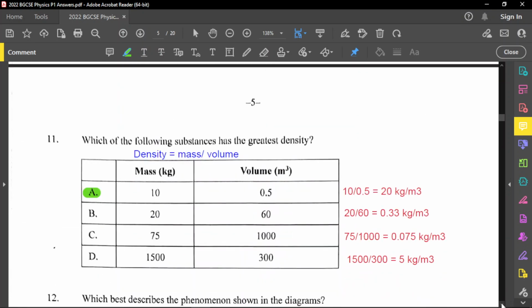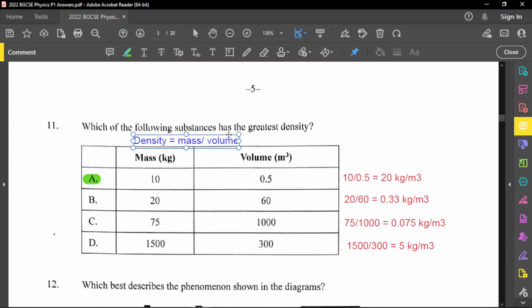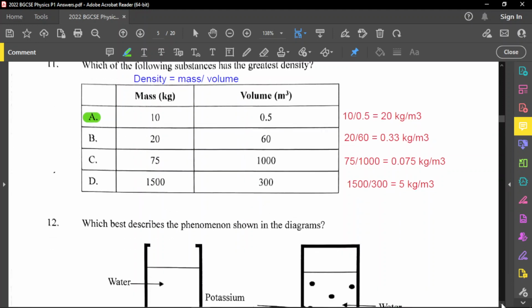For question number 11, it said, which of the following substances has the greatest density? And I work out each density here. And remember, density is equal to mass divided by volume. And so therefore, the highest density here will be A. All right, even though the mass is the smallest mass, but the volume is also the smallest as well. And so therefore, for option A, it is 20 compared to the rest. You can just pause and go through the calculations, and you'll see how I get the 20 kilograms per meter cube.